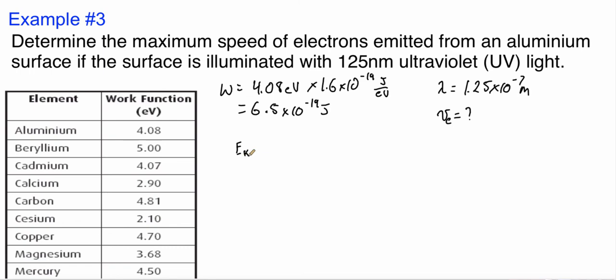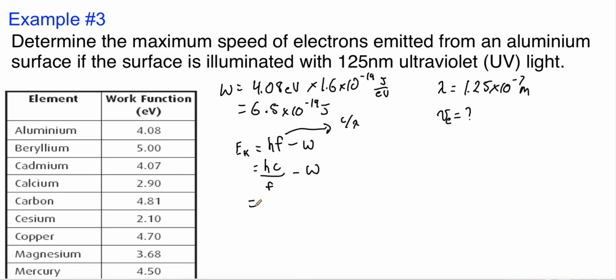The kinetic energy of my electron is going to be equal to the energy of my photon, which is Planck's constant multiplied by my frequency of the ultraviolet light, minus my work function of the aluminum. But we only know my wavelength. So for this, we're going to have to put in speed divided by wavelength, which is equal to frequency. So we're going to have Planck's constant multiplied by the speed of light divided by wavelength, subtract my work function.